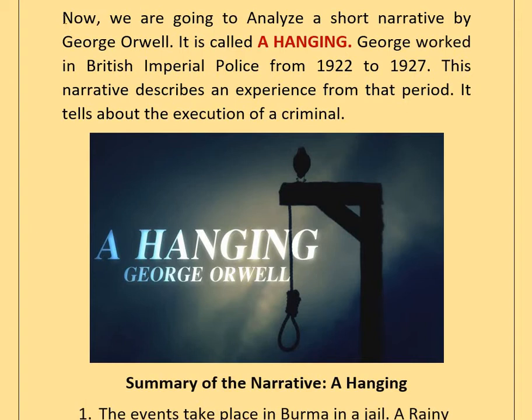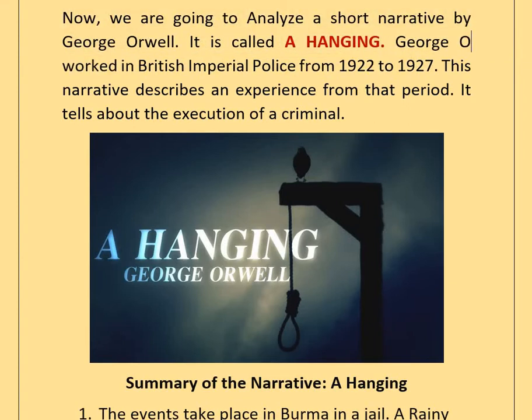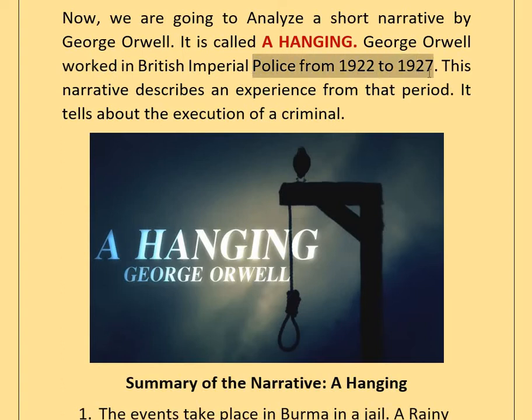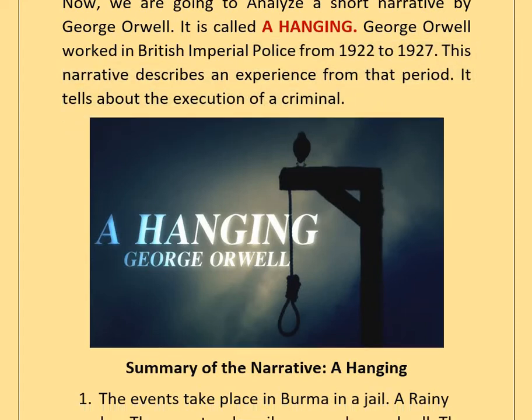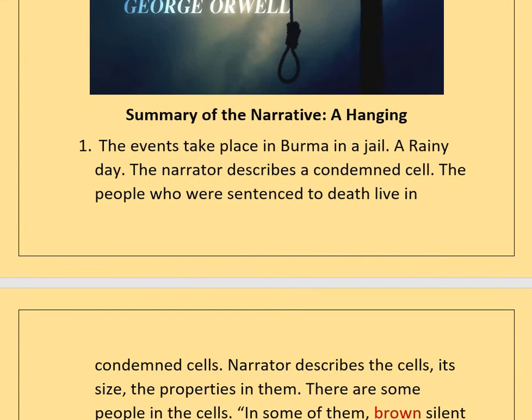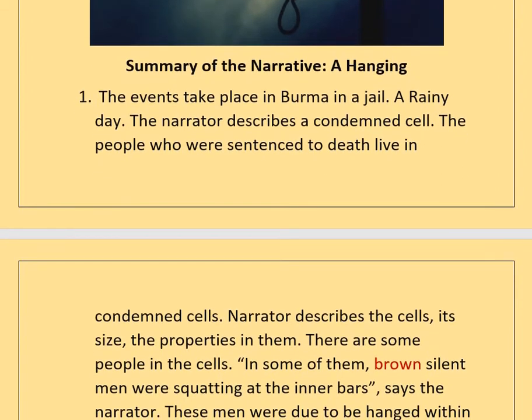Now we are going to analyze a short narrative by George Orwell, the famous English writer. It is called A Hanging. George Orwell worked in British Imperial Police from 1922 to 27. This narrative describes an experience from that period. It tells about the execution of a criminal. So I am providing here a summary of the passage.